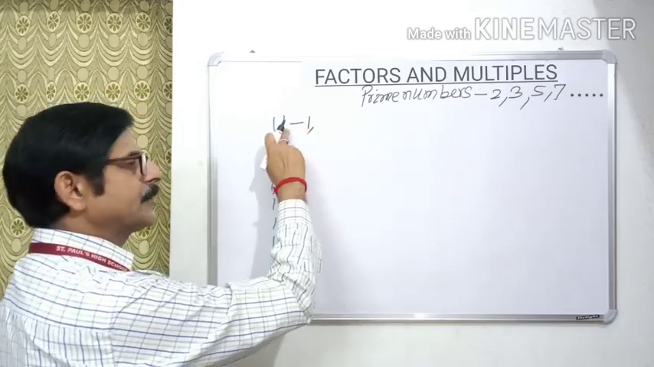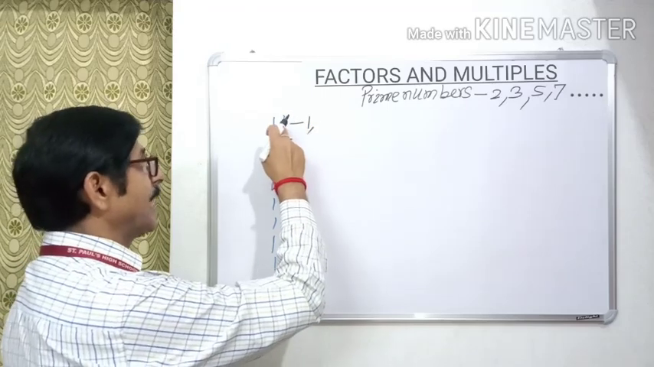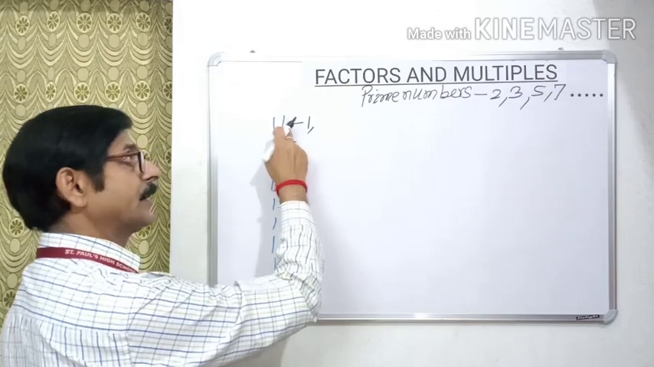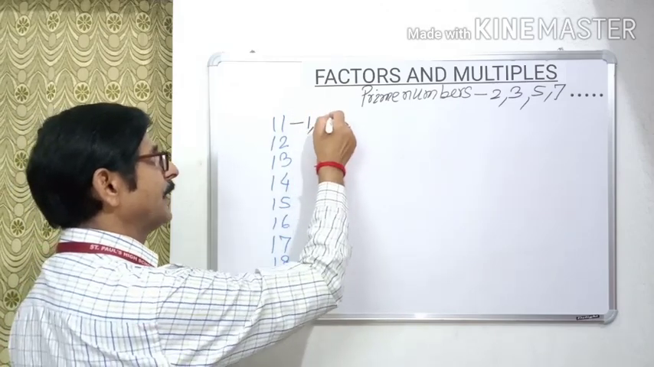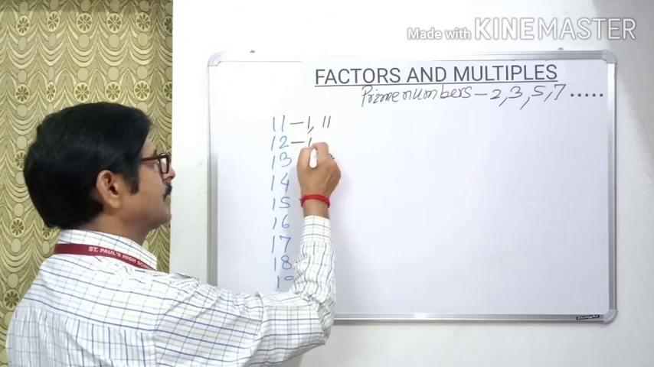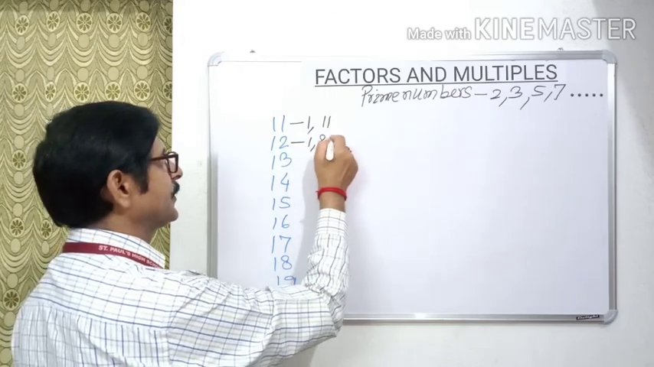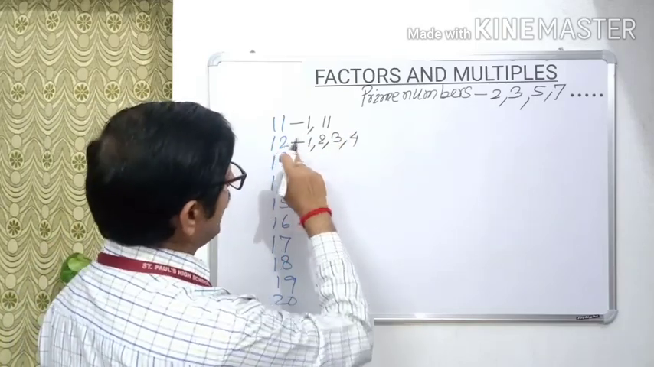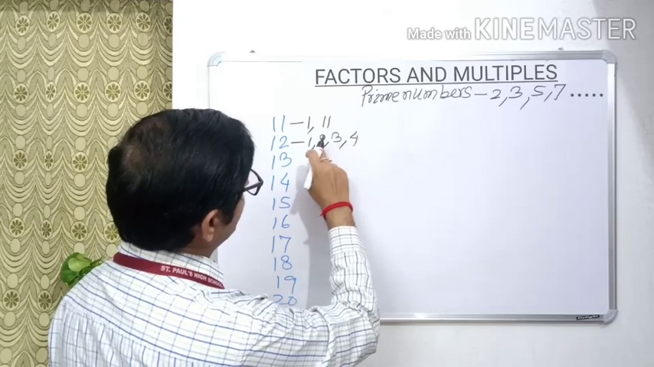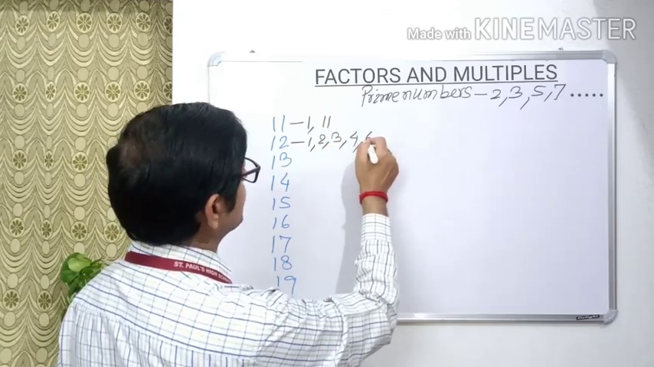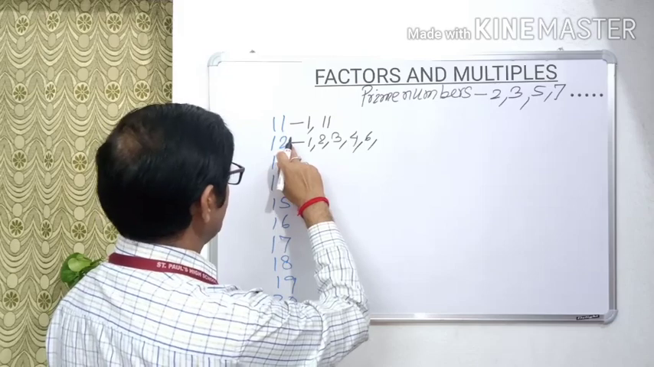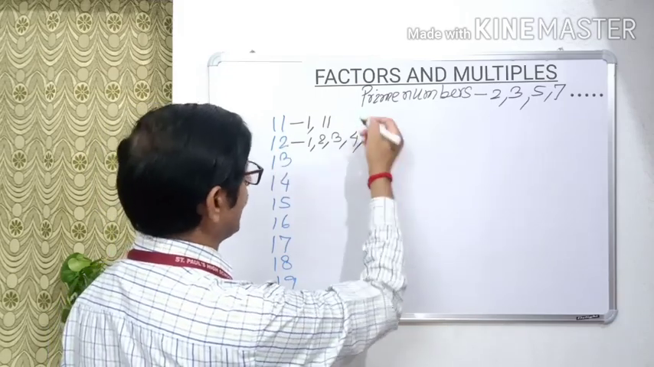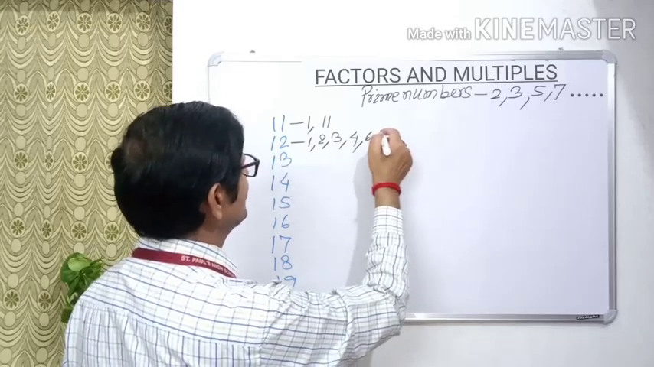11 is divisible by 1. It is not divisible by 2. You better know the reason. Nor by 3, 4, 5, 6, 7, 8, 9 or 10, and it is divisible by 11. 12 is divisible by 1, 2, 3, 4. Not divisible by 5. And if a number is divisible by 2 and 3 both, it is divisible by 6. Not by 7, 8, 9, 10 or 11, but it is divisible by 12.